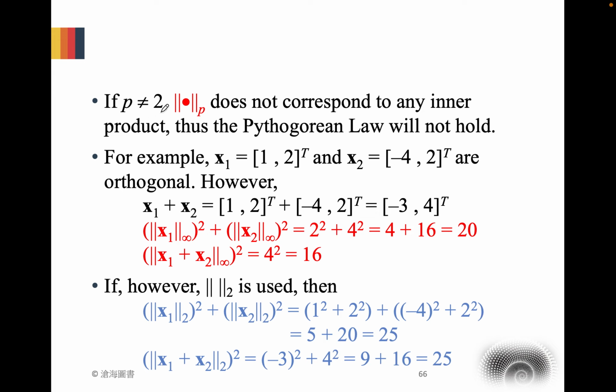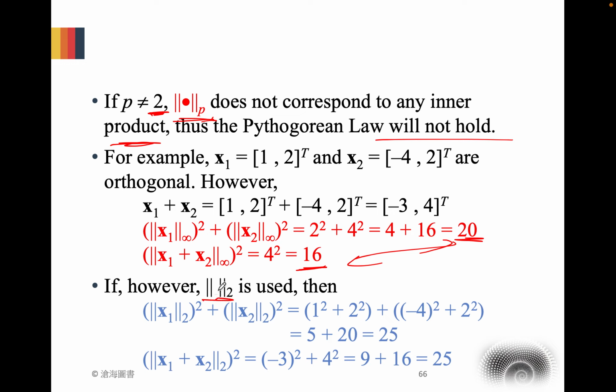If p is not equal to 2, then the p norm does not correspond to any inner product. Thus, the Pythagorean law will not hold. For example, suppose there are two vectors s1 and s2 that are orthogonal. However, if we calculate s1 plus s2, which is equal to -3 and 4, and take the one norm, the sum of the norms would be 20. However, if we take the norm of s1 plus s2, it is equal to 16. These two values are not equal, so it does not follow the Pythagorean law.